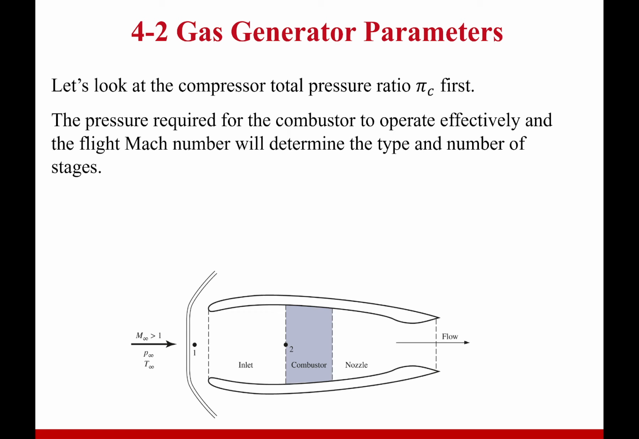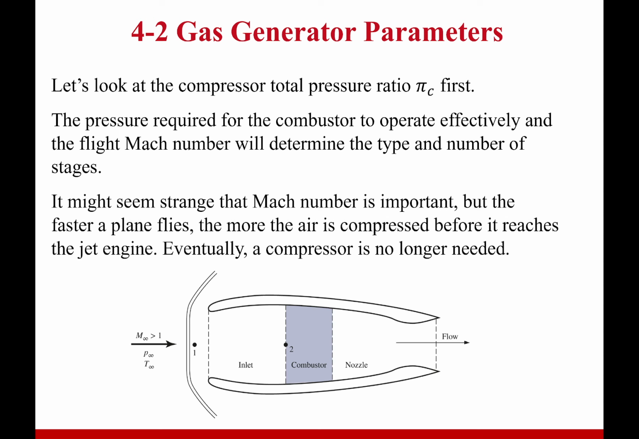Now, this is going to be a function of 2 things. One, our combustor has a particular pressure that it's going to work effectively at, right here. Also, our flight Mach number will help us determine the type and number of stages I'll need for compression. You might be thinking, why does Mach number matter? Well, think about it this way. If I'm going supersonic, I've got a shock wave. That shock wave is acting as a compressor. And so I don't need a compressor anymore if I've got a big enough, strong enough shock wave.